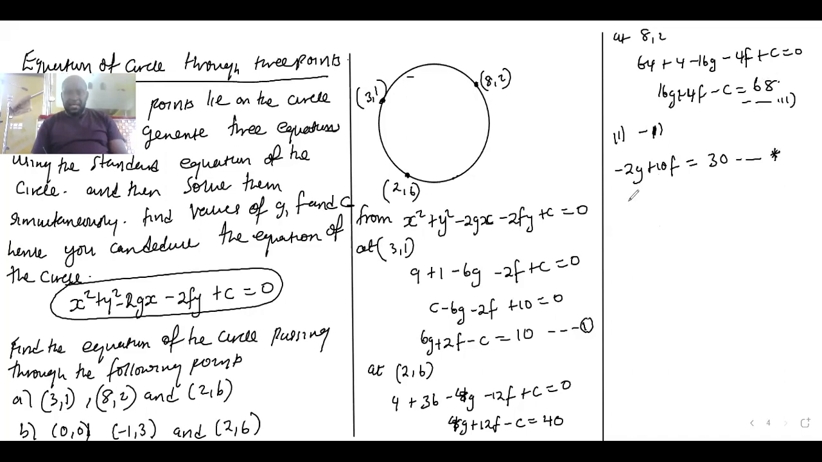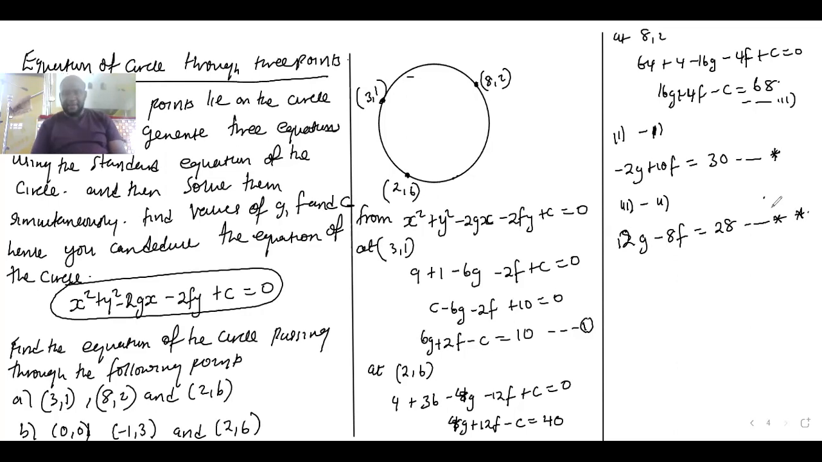Then also eliminate Roman 3 minus Roman 2. 16G minus 4G, you realize a 12G. 4F minus 12F, you realize a negative 8F. 68 minus 40, you realize a what? A 28. Equation double star.